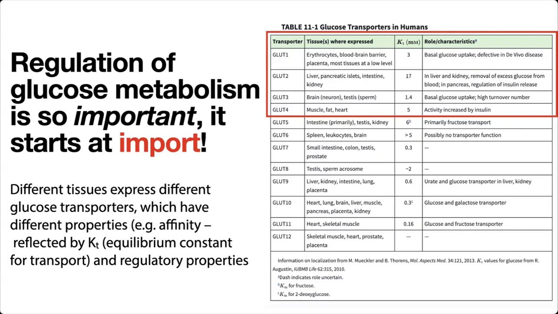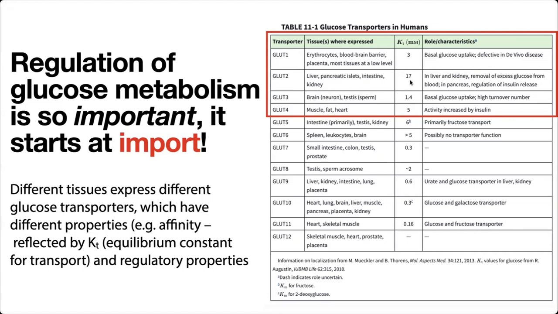There are different isoforms, or versions, of the glucose transporter that are produced in different tissues. And these reflect the different roles of those tissues. For example, we talked about how the liver needs to be able to take in excess glucose when there's high glucose in the bloodstream. This will prevent your blood sugar from building up too high. If you look here, you can see that GLUT2, this glucose transporter, has a high KT. A KT is the equilibrium constant for the transport of glucose into the cells. And you can see that it has a high KT.